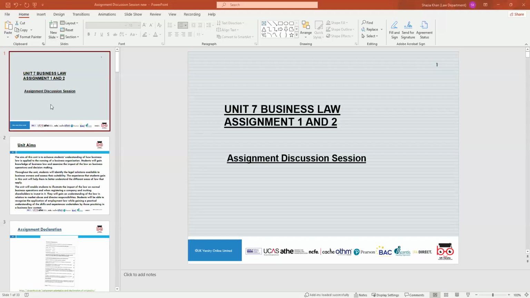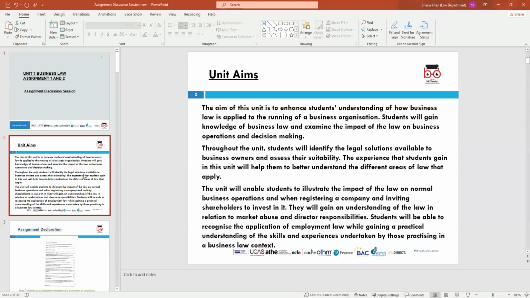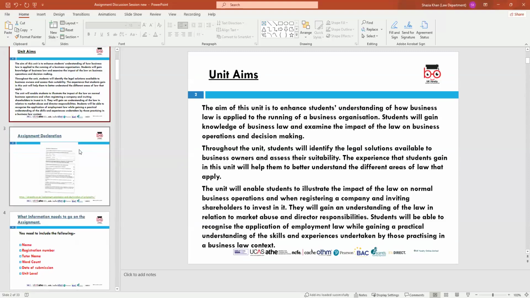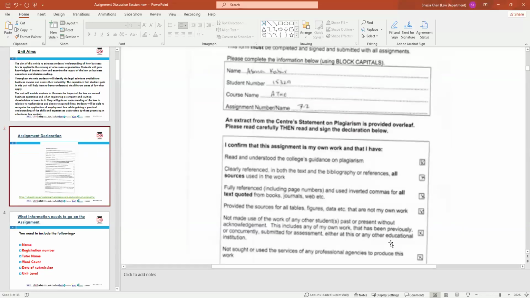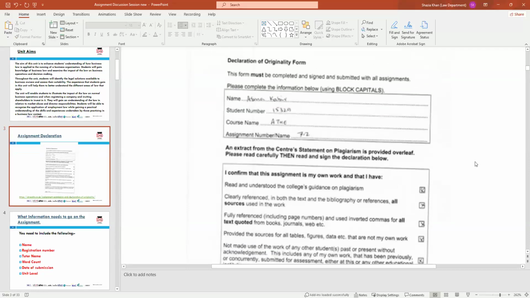So we'll go through the assignment discussion. So the first thing on there is the unit aim. So the best thing for you to do is make sure that we went through the unit aim. We'll go through the assignment declaration. Why do you think the assignment declaration is so important? I'll just make it a bit bigger for you so you can have a look at it. Why do you think the assignment declaration is important?